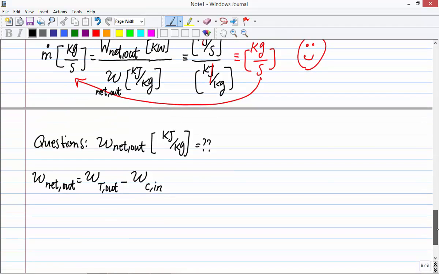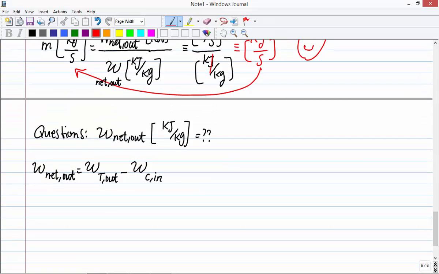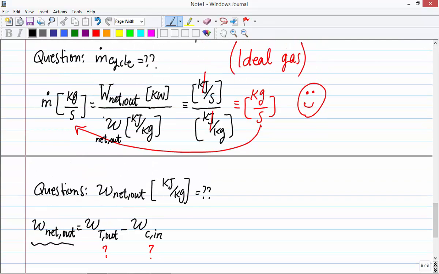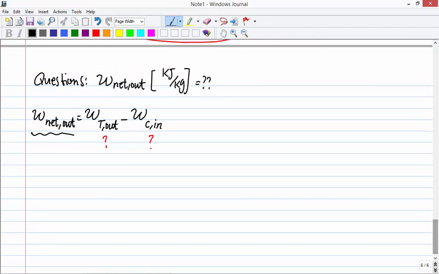Now I need to divide the whole solution into two sections. Solve for w turbine out and then solve for w compressor in. In the compressor we add work, w in; in the turbine we get the work, w out. Then I need to separately solve for these works and then put it back there, solve this, and then put this in this equation up there, and then find m dot. That's the whole process that you're gonna do.